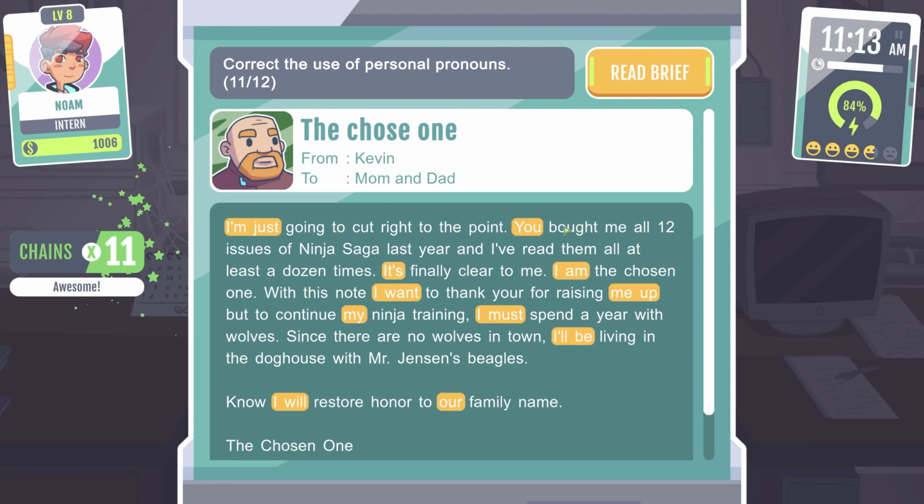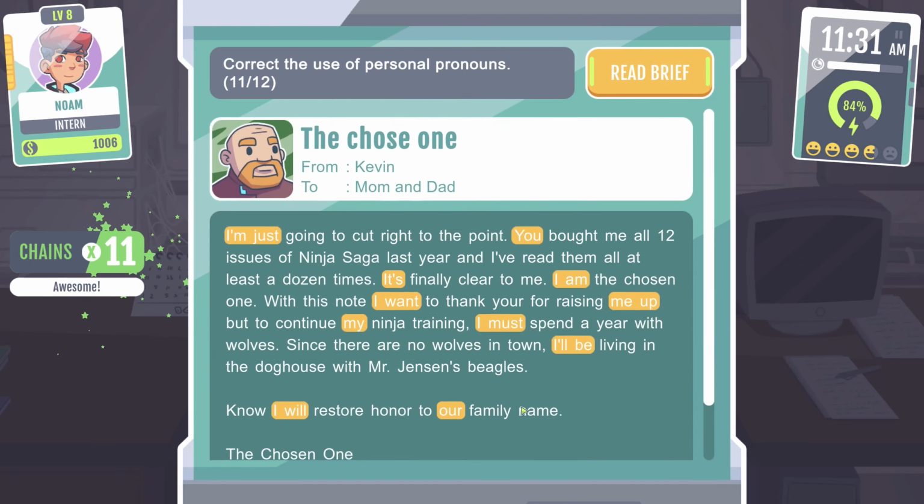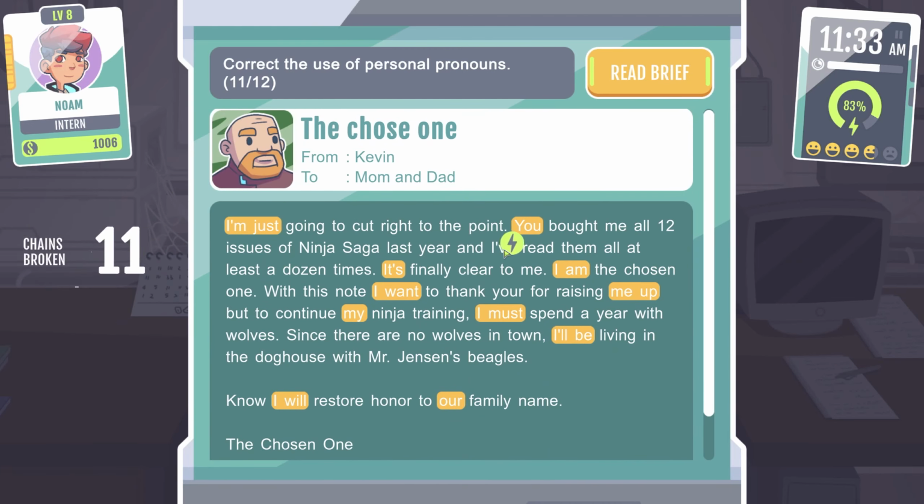Alright, I'm going to just cut to the point. You bought me all 12 issues. I read them all at least a dozen times. It's finally clear to me I'm the chosen one. With this note, I want to thank you for raising me up, but to continue my ninja training, I must spend a year with the wolves. Since there are no wolves in town, I'll be living in the doghouse with Mr. Jensen's beagles. No, I will restore honor to our family name. The chosen one, Kevin.